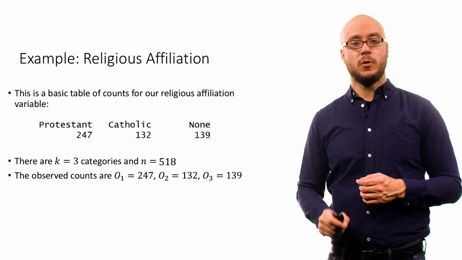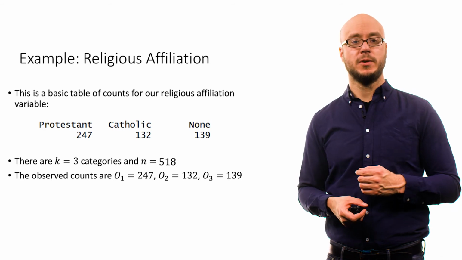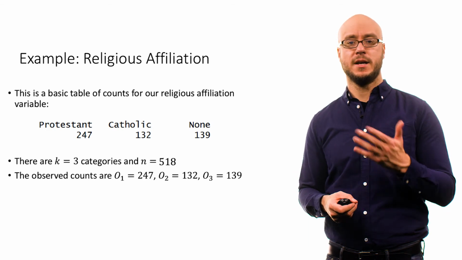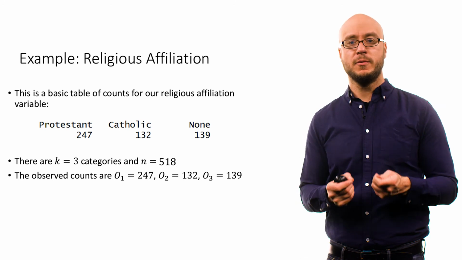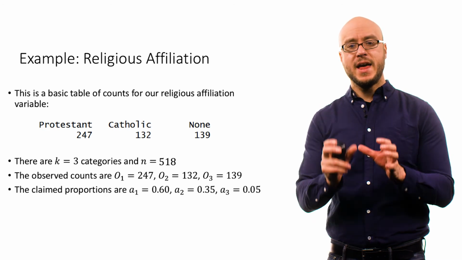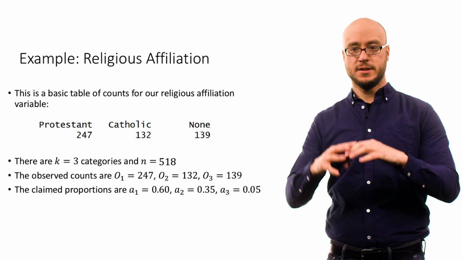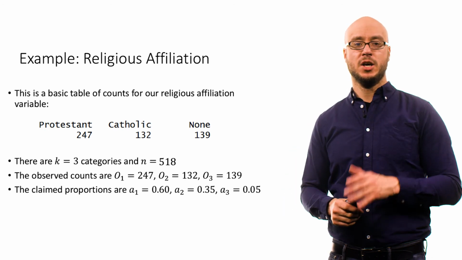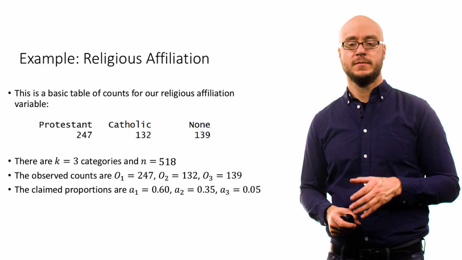Now for each of these categories, we have observed counts. Those are simply the values from the frequency table. So for the Protestant group, O subscript 1 refers to 247 Protestants, O subscript 2 refers to 132 Catholics, and O subscript 3 refers to 139 young people who don't have a religious affiliation. And then we have these claimed proportions. These are from the religious studies scholar, the armchair philosopher just sitting in his armchair saying, well, 60% of young people are Protestant, 35% are Catholic, 5% are none.